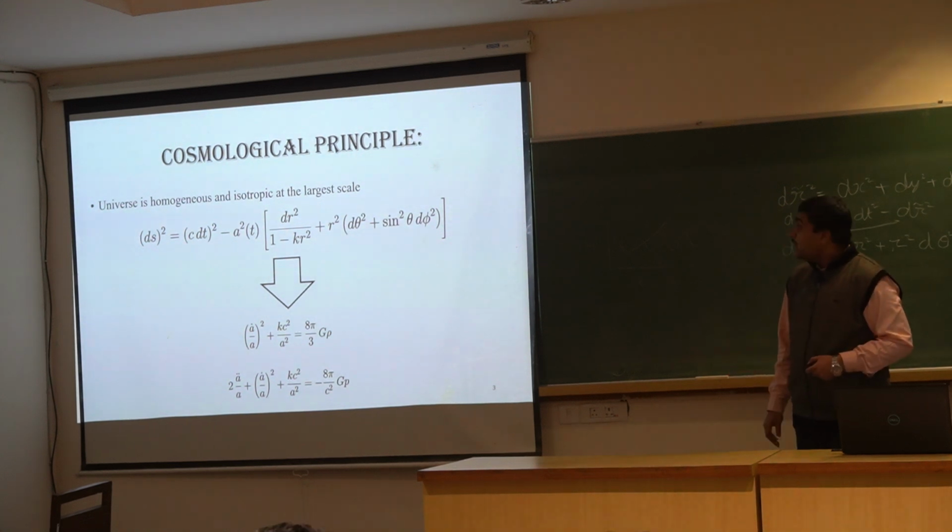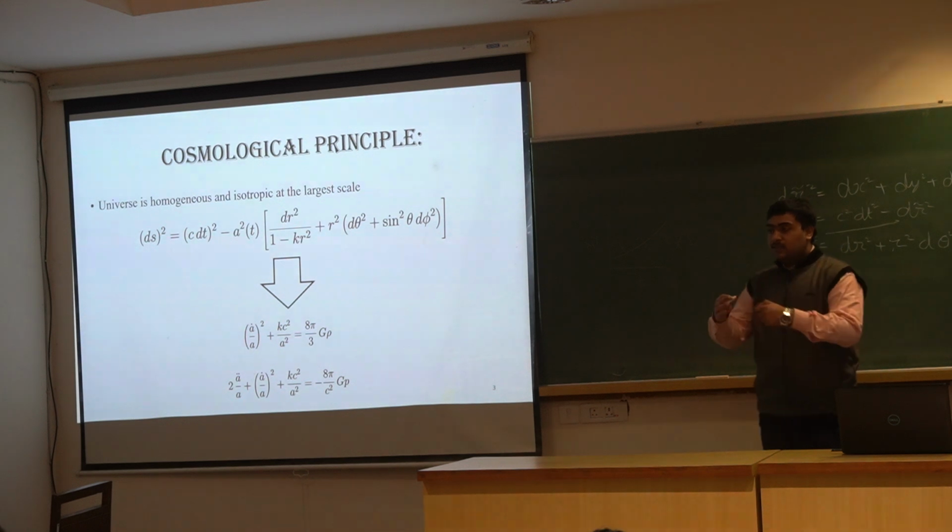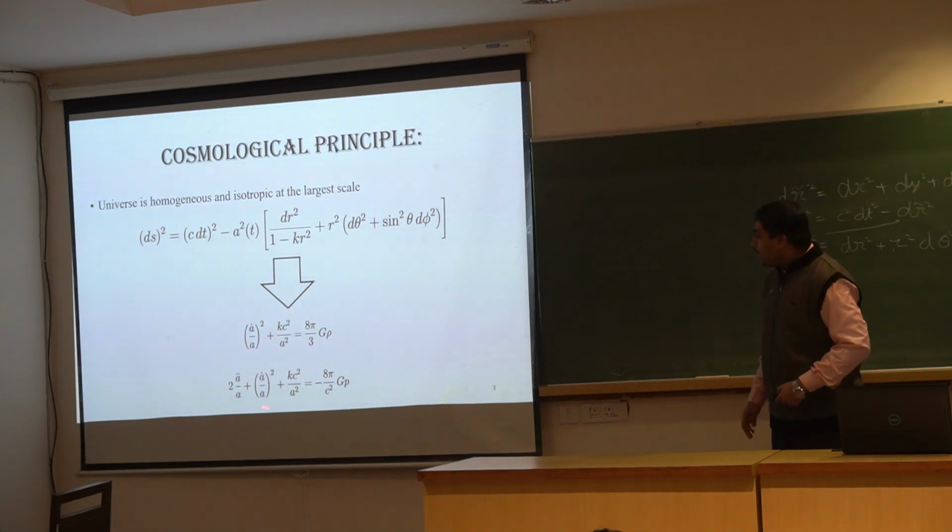What is A? It denotes the expansion rate of the universe. And if expansion is accelerating, A double dot is greater than 0.